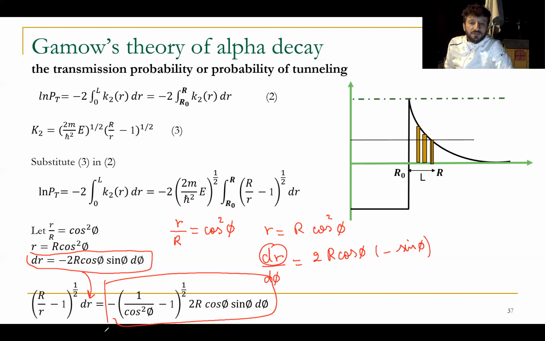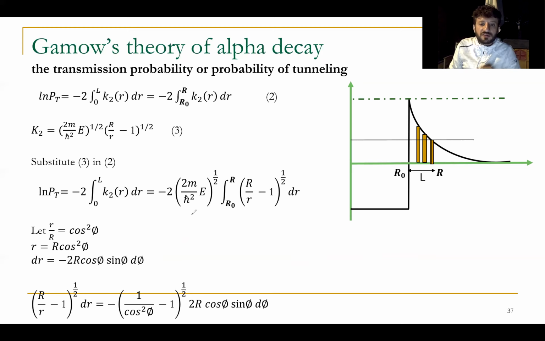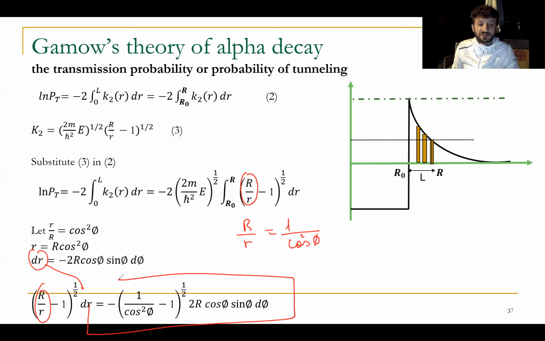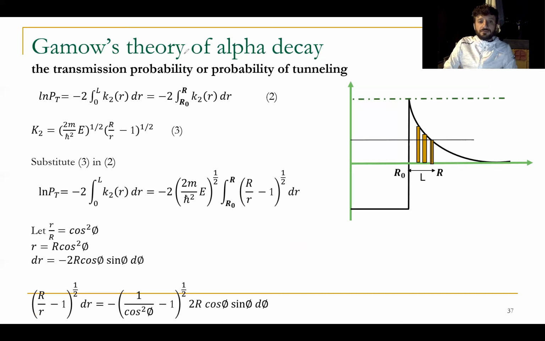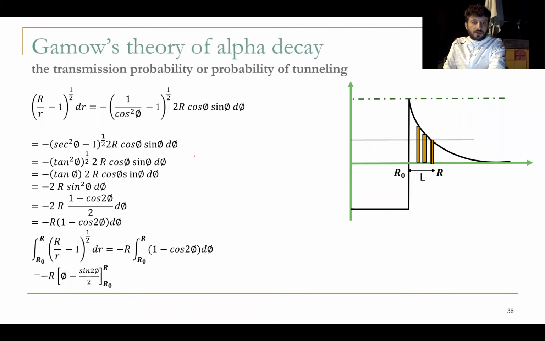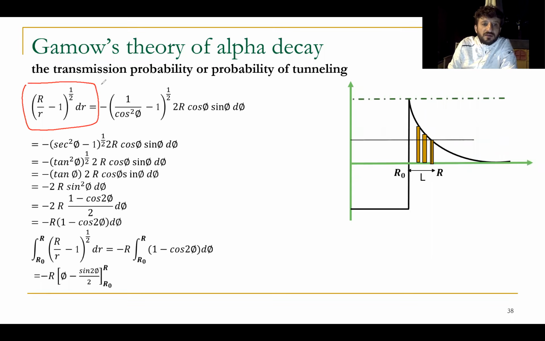Okay, we can substitute here. Here we have capital R divided by small r. Capital R divided by small r equals 1 over cosine square phi. Okay, we substitute the value of this one by 1 divided by cosine square phi, and we put dr here, we get this answer. Okay, now we have this value calculated before.